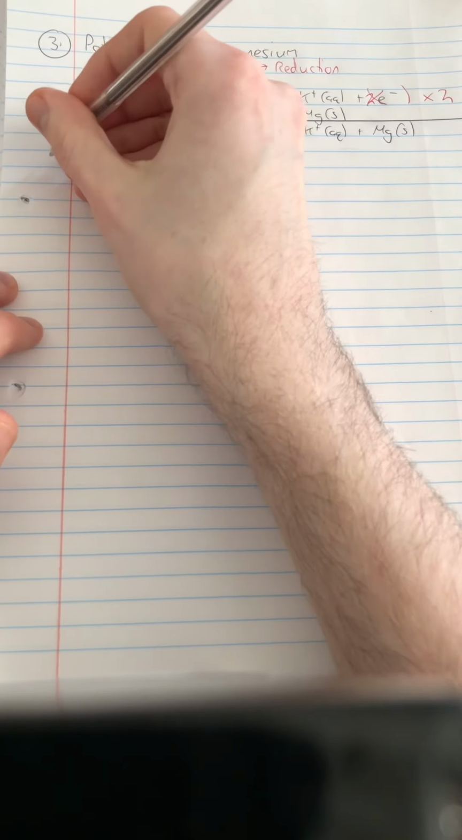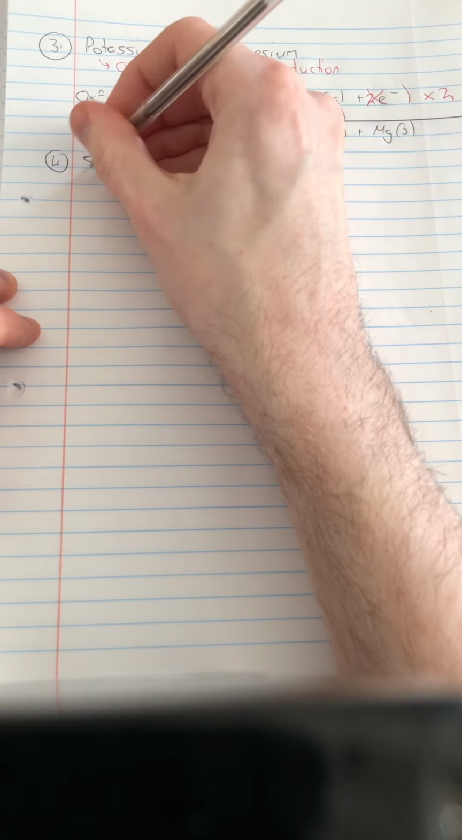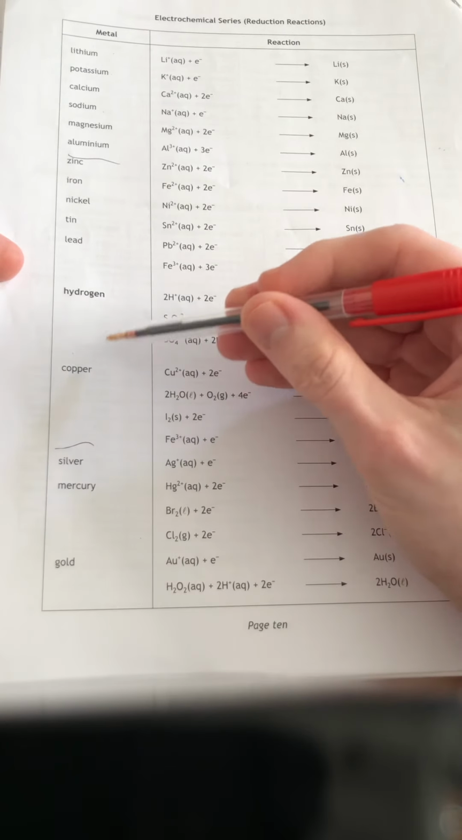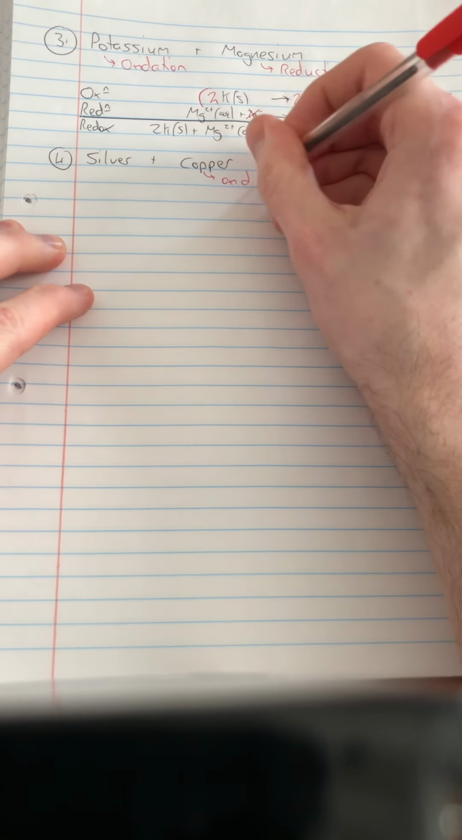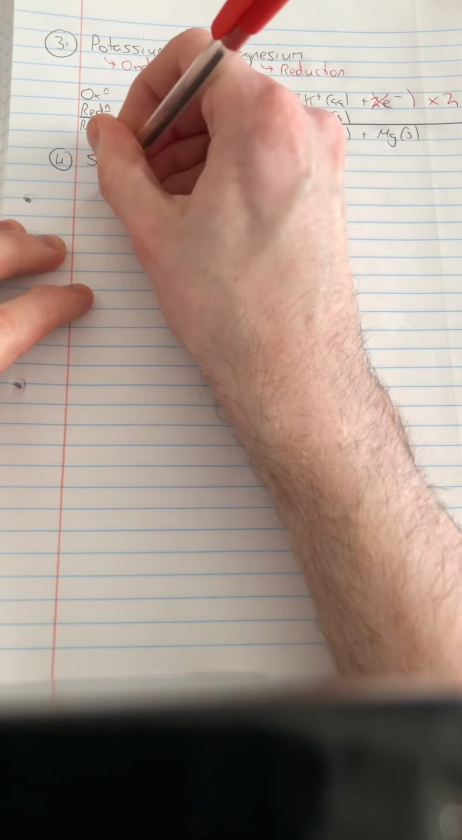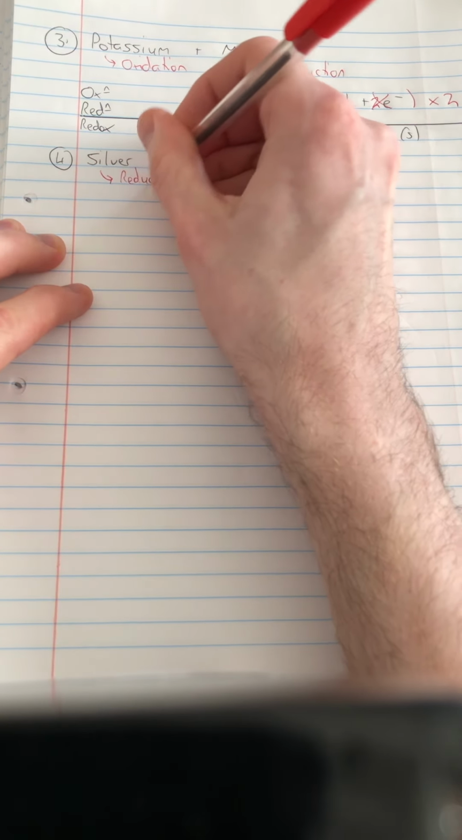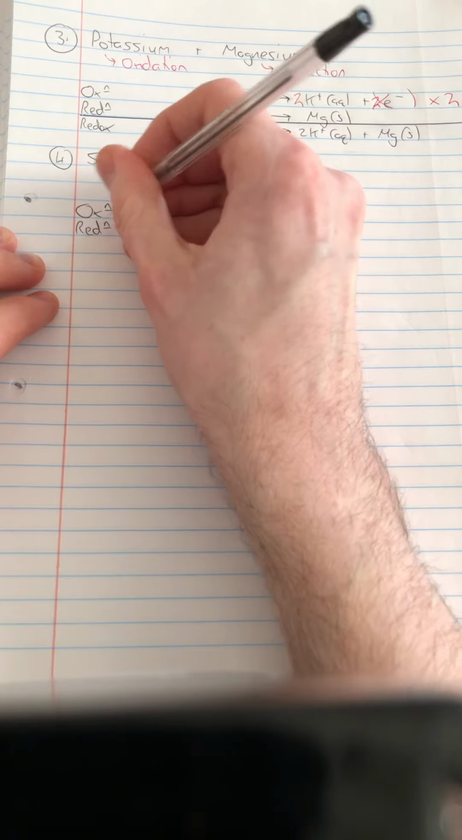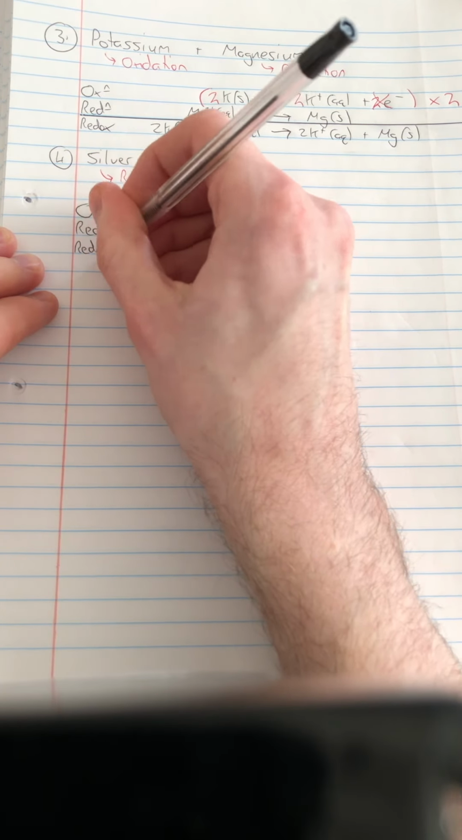Okay, we'll do 2 more. Let's go for silver and copper. Okay, silver, again if we just look at this, copper's here, silver's there, so because copper's higher, that's oxidation. And because silver is the lower metal, that is reduction. Okay, so set up our equations. Oxidation, reduction, redox.